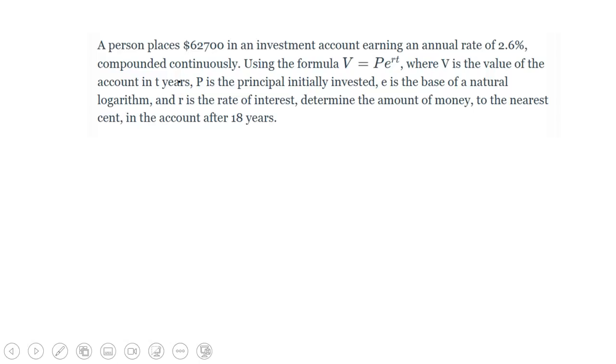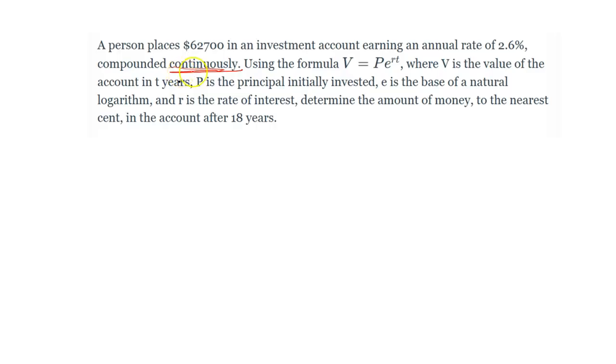Here is a real-life word problem. We are investing money into an account. It earns a rate of 2.6%. We are going to compound continuously. This is important because when you are taking out a loan or investing money, you can compound in different ways. You can compound annually, you can compound monthly, you can compound biannually. There are a lot of different ways.